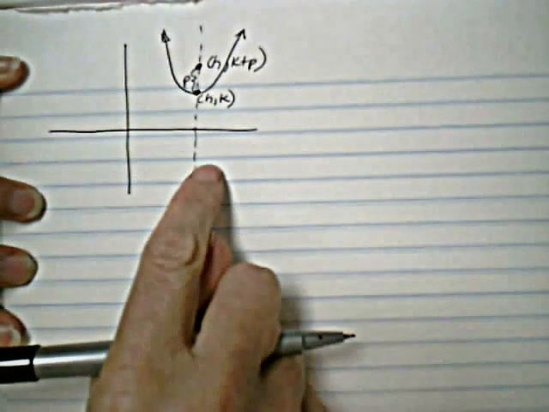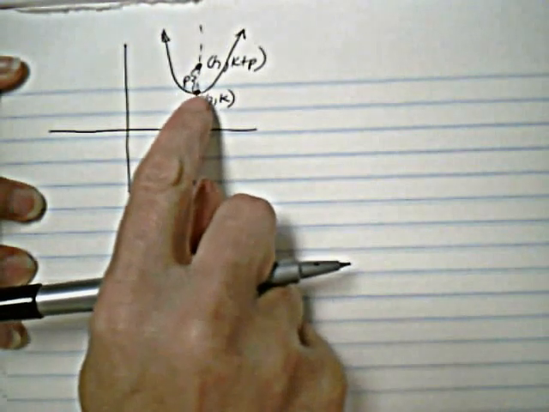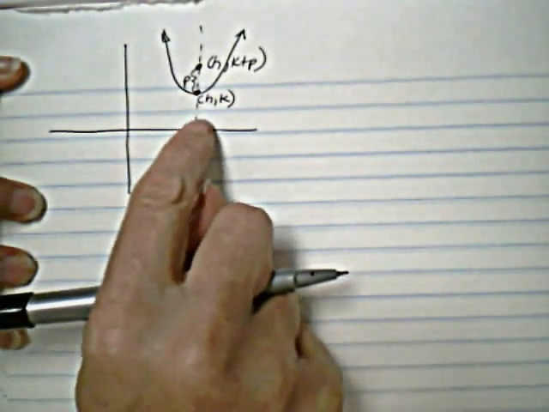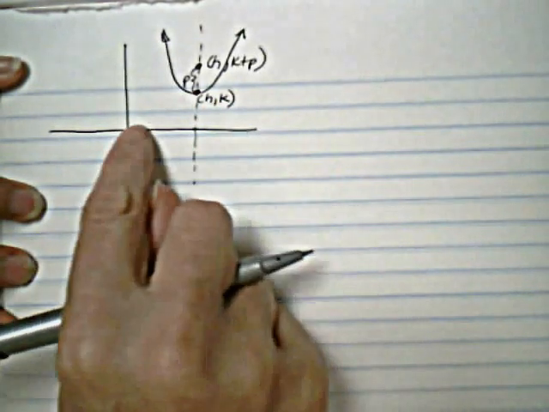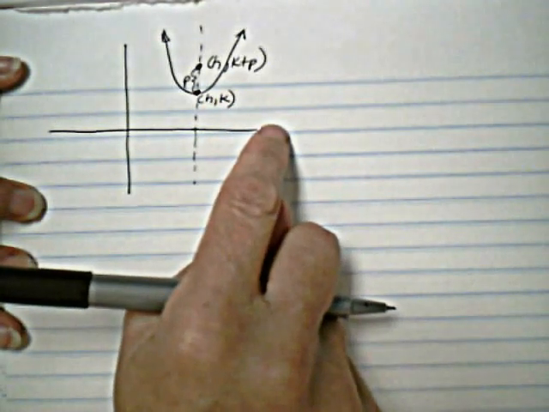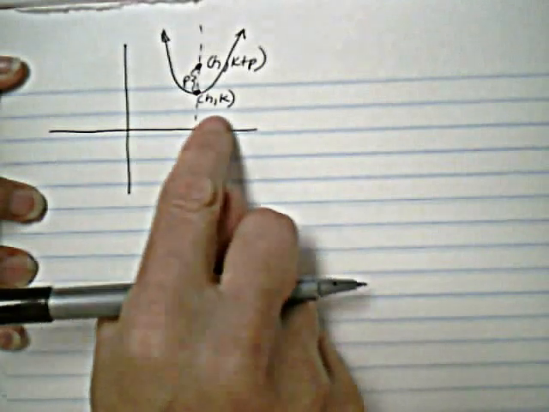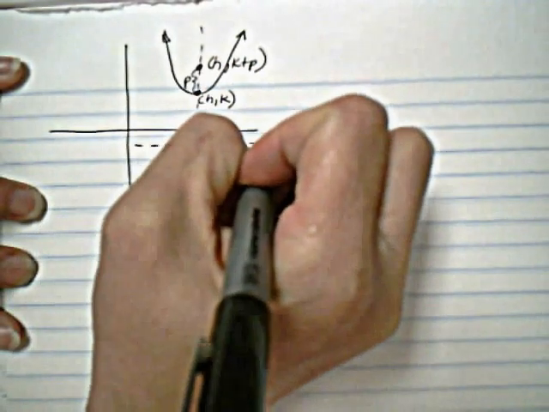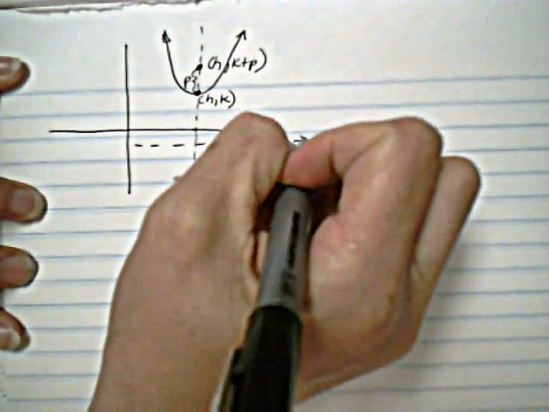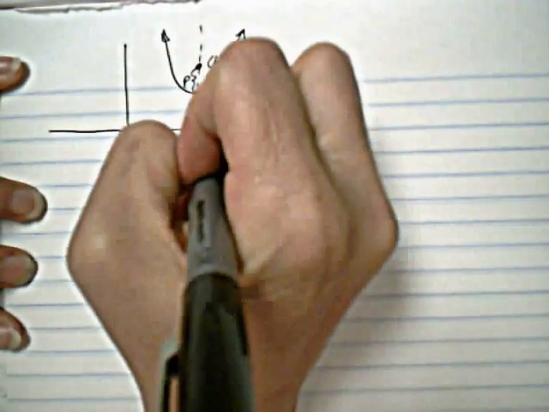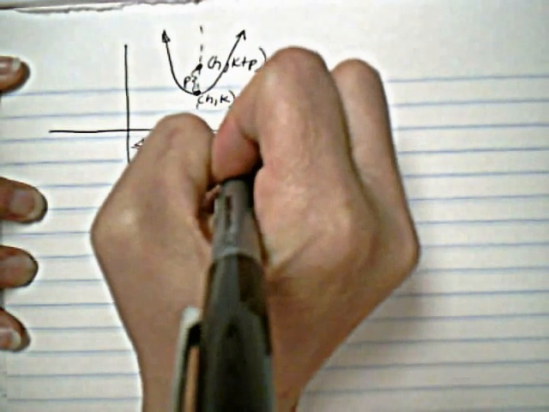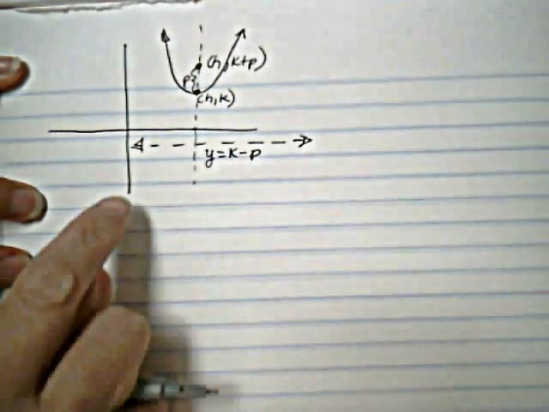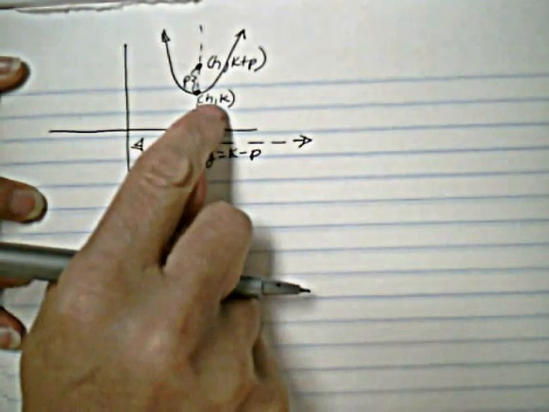My directrix is going to be a distance p down from that coordinate. It's going to be a horizontal line, so it's going to be y equals something. It's going to be y equals k minus p. So let's put our directrix, let's say, down here. The equation for this directrix is y equals k minus p, because I'm moving p units down from that point.